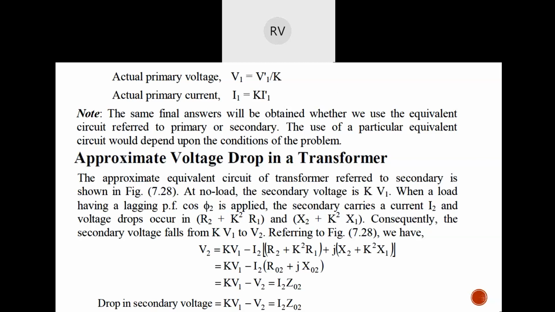The same final answers will be obtained whether we use an equivalent circuit referred to the primary or secondary. The use of a particular equivalent circuit would depend upon the conditions of the problem. So if we have a problem which is asking us to refer all the parameters to primary, then we'll take the primary equivalent circuit. Otherwise, we can take the secondary equivalent circuit. Either way, you will get the same result irrespectively.